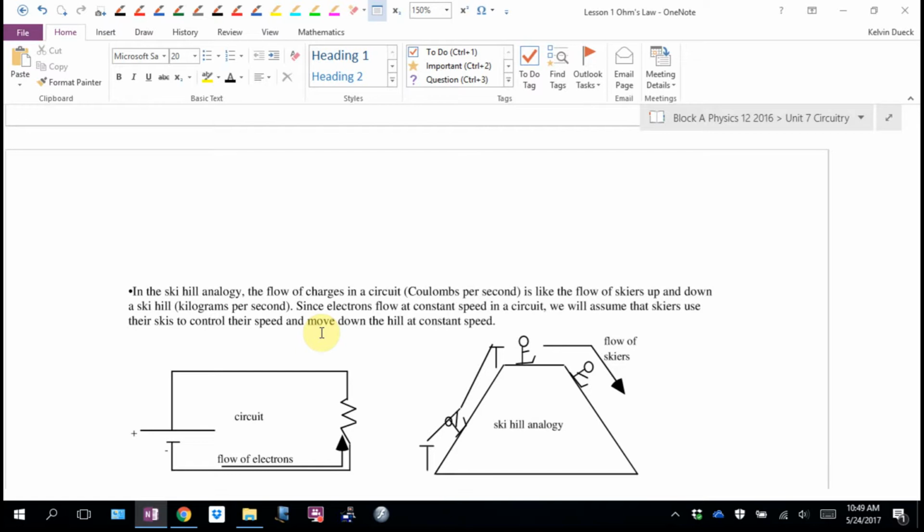So we said voltage was like height. We said that current was like the number of skiers. More popular means bigger current.